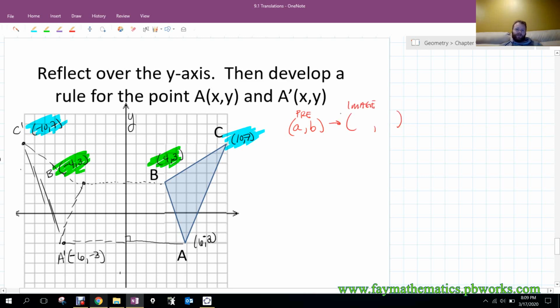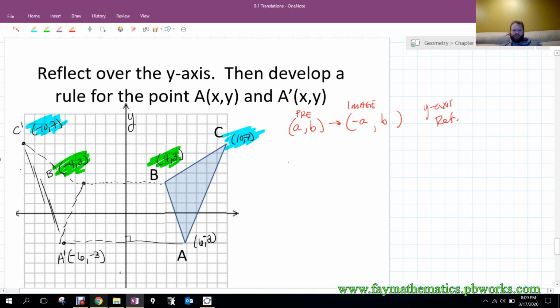On my image, if I look at it, what happens? One is 10 and the other one is negative 10. One is 4, the other one is negative 4. So I get the opposite of A comma B. And that is a y-axis reflection.